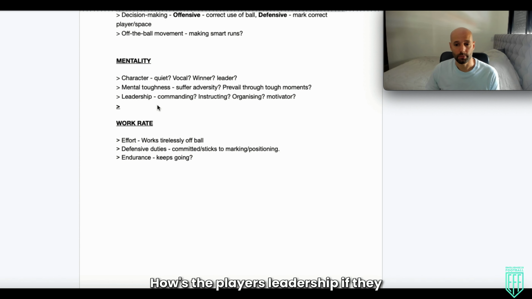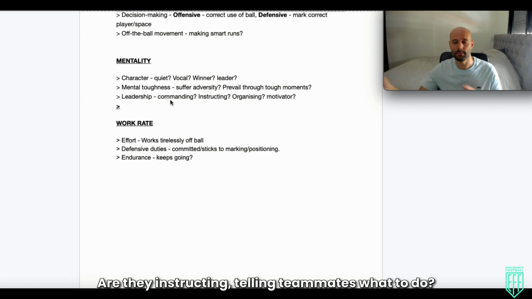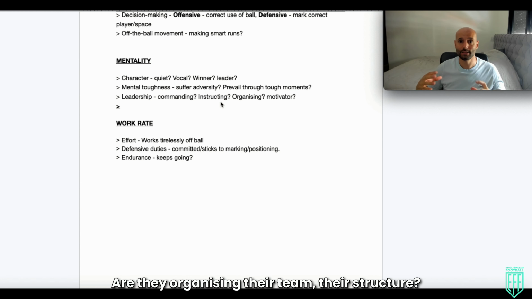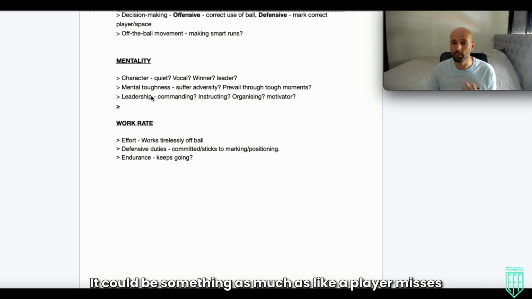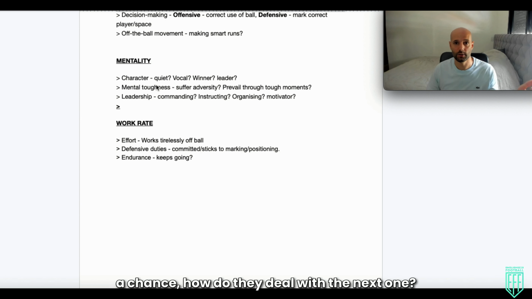How's a player's leadership? If they are a leader, are they commanding? Are they instructing, telling teammates what to do? Are they organising their team, their structure? And are they motivating as well? Are they helping teammates who may be feeling in a bad moment? Back to the mental toughness part, it could be something as simple as a player missing a chance. How do they deal with the next one? Do they just regain focus and get back into it?